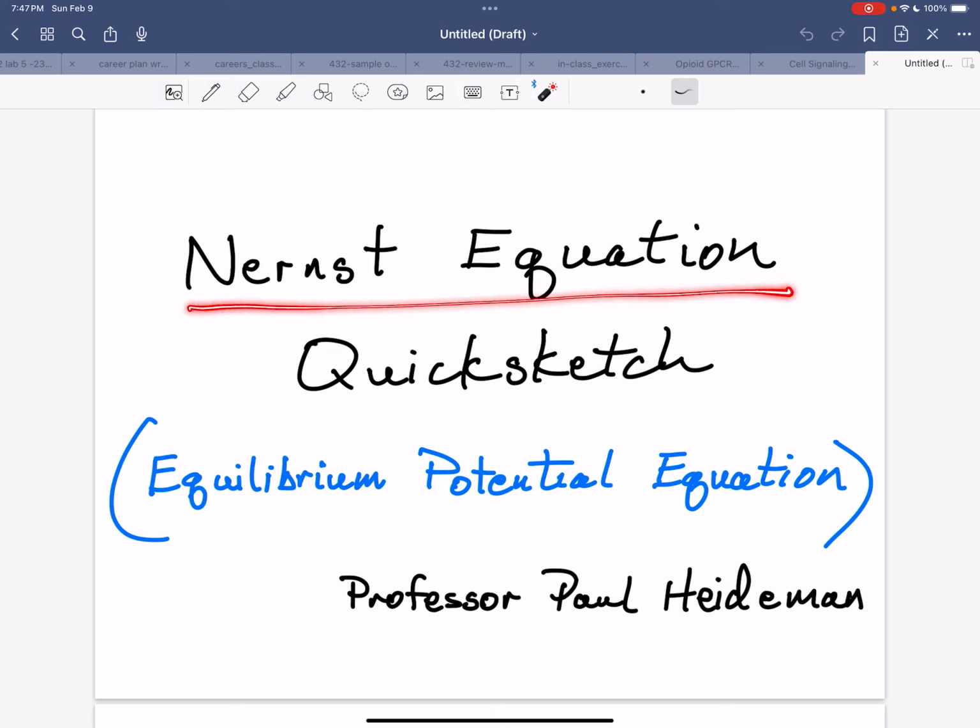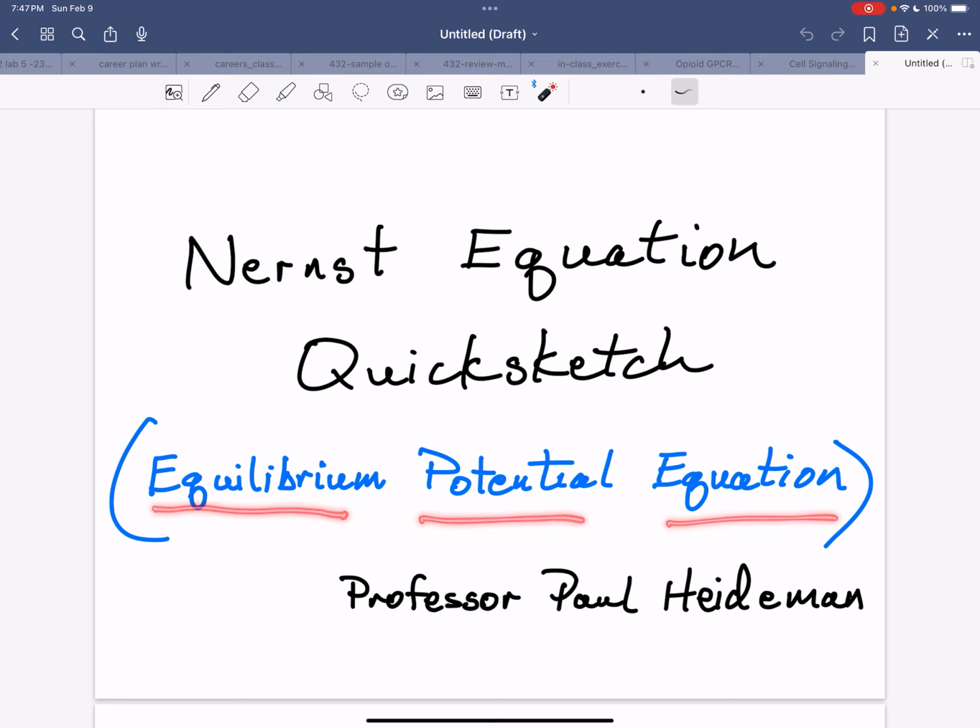The Nernst equation, like any physics or chemistry equation, can be done as a quick sketch in which the various parts of the equation are partly sketched so that it helps you understand what's going on in the equation. It's called Nernst equation after Nernst. It really should be called the equilibrium potential equation because what it does is gives you the value for the equilibrium potential or charge for a particular concentration difference of an ion in an equation.